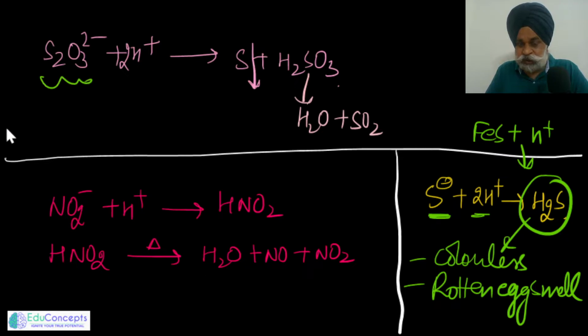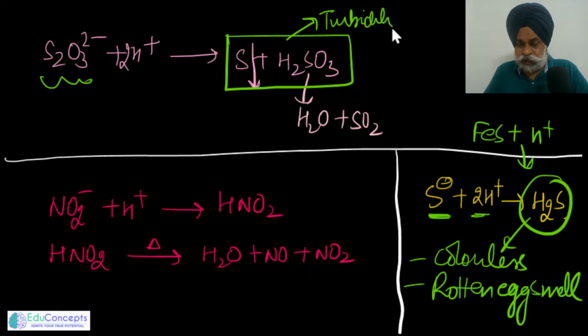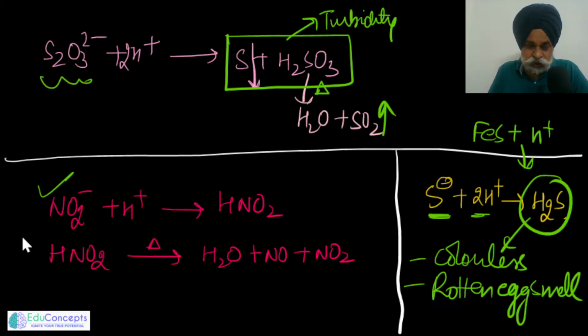And thiosulfate ion also does the same thing: it reacts with H+ and produces sulfur plus SO2, and this provides turbidity. This turbidity disappears when you simply heat, because SO2 gas evolves out and the turbidity vanishes. And the point here is that NO2 negative is also a species which behaves as basic, in the sense that it can react with H+ to form nitrous acid, which easily gets decomposed to produce a brown gas.